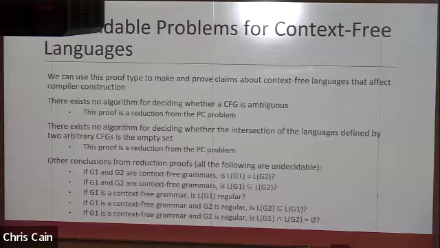So if grammar one is a context-free grammar, is the language of grammar one regular? That's a very interesting question.